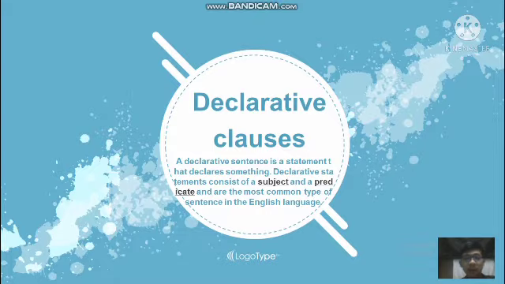A declarative clause expresses an active state of being in the present tense. In a declarative clause, the subject generally precedes the verb, or the subject comes before the verb, and it almost always ends with a period. Normally, a declarative clause conveys information.